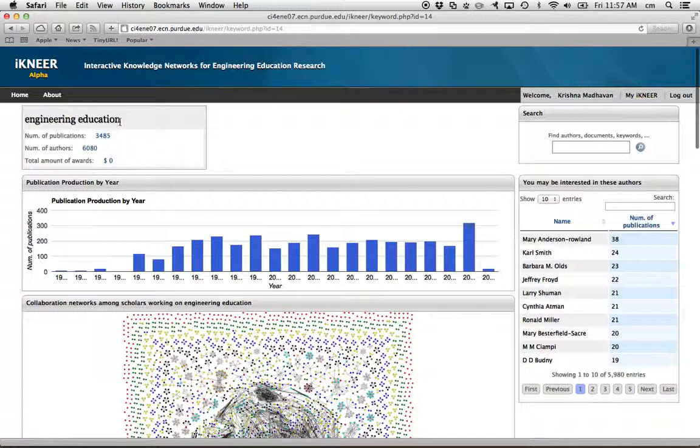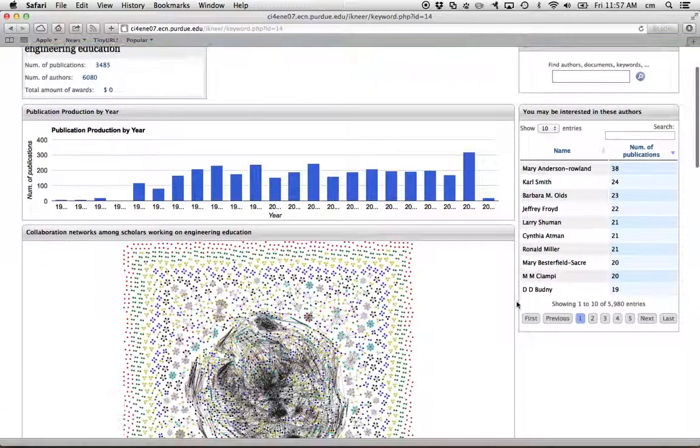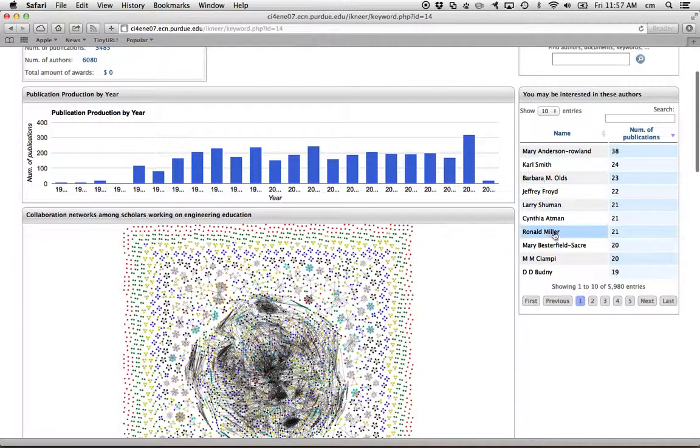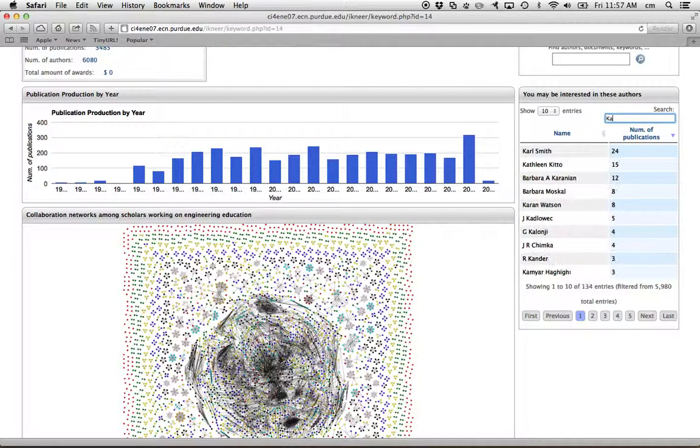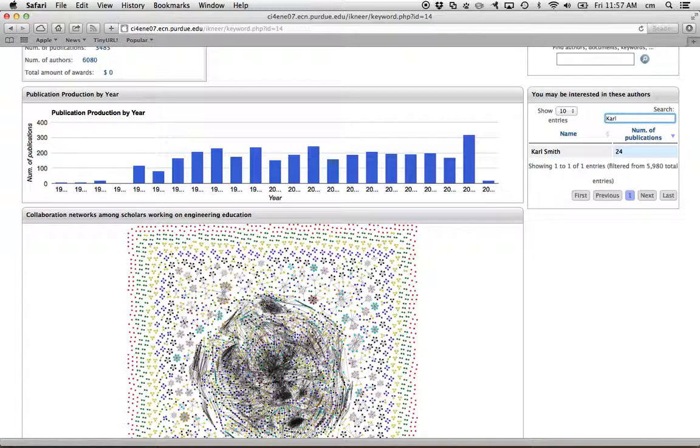At the very top here, you see the number of publications that we are looking at, the number of authors who have worked in the space of engineering education, and you also see how the publications have happened in relation to the key phrase engineering education over a period of time. You can mouse over these years and you see how many publications we have in each year related to that particular key phrase topic. On the right here, you see that there are a lot of authors associated with this particular key phrase. If you want to narrow down the search, you can see whether we have a certain author or not in real time. In this case, I started typing Carl and it already shows me Carl Smith.